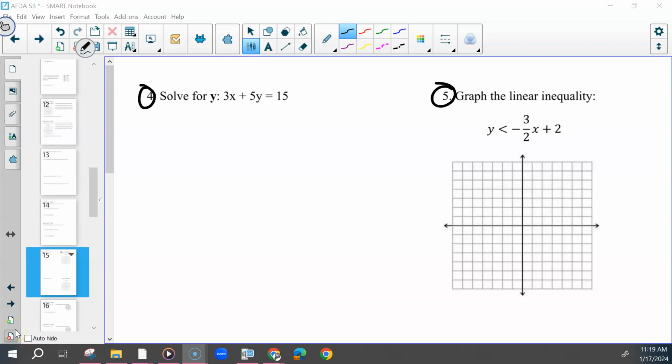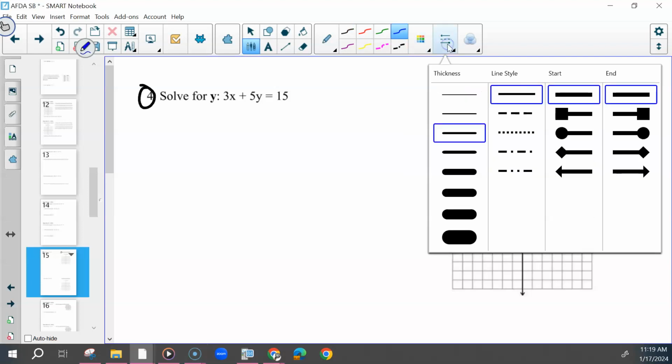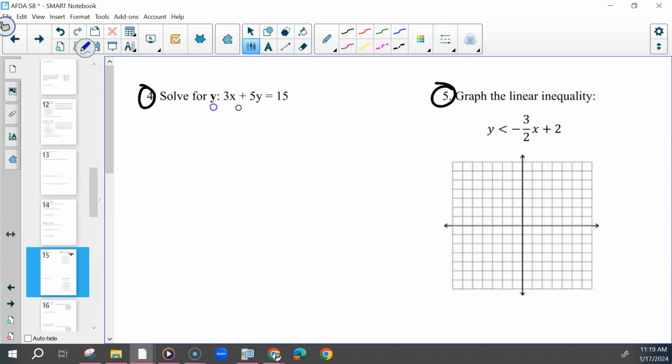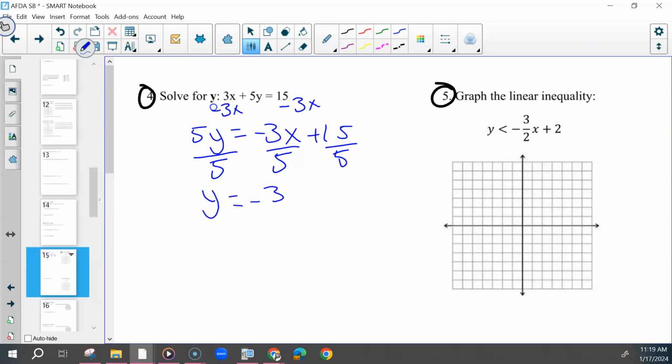Do those two. Number 4 is just getting this back into y equals mx plus b, getting y by itself. So we would get rid of the 3x by subtracting it to the other side. And that would leave us with 5y equals negative 3x plus 15. And we could divide everything by 5. We have y equals negative 3/5 x plus 3.